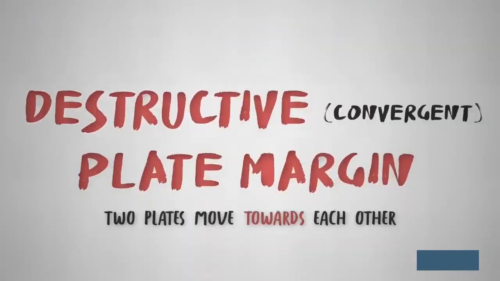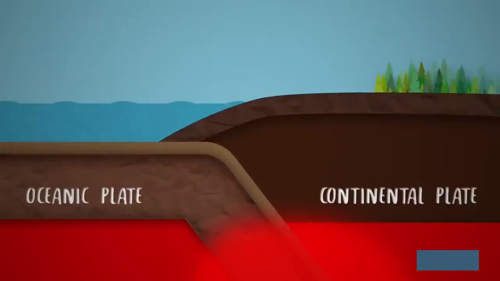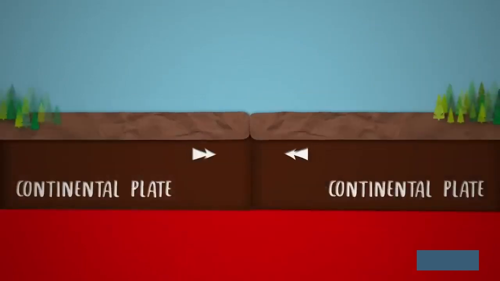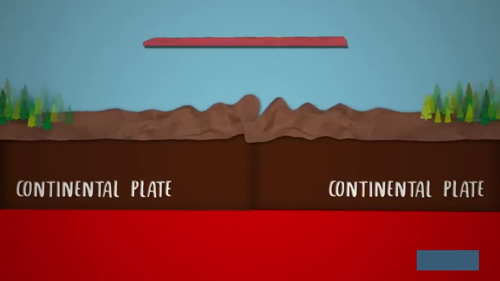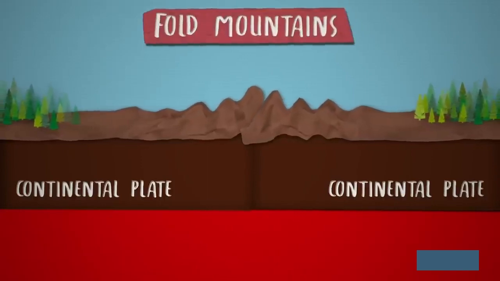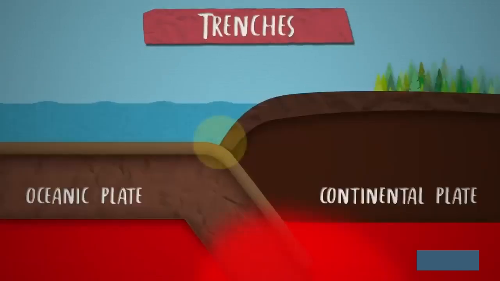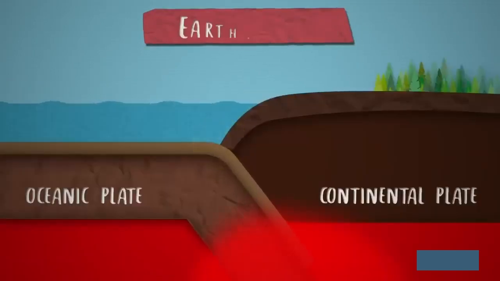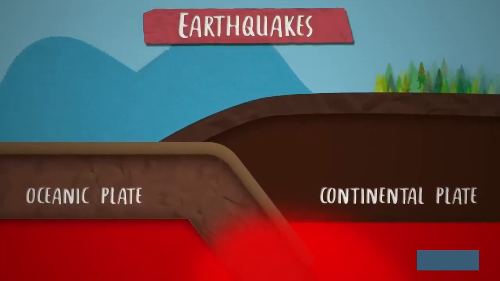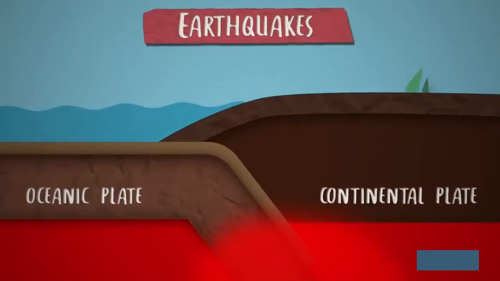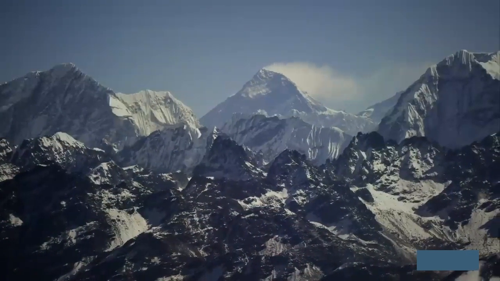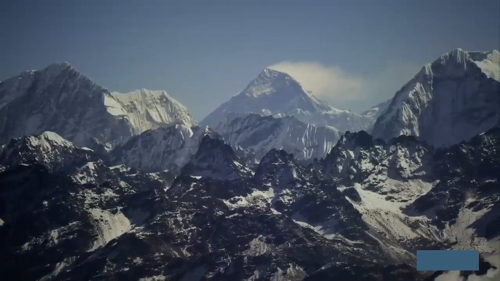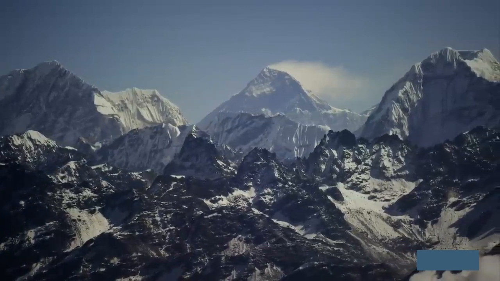At a destructive or convergent plate margin, 2 plates move towards each other. This can either cause one plate to go under and the other to be pushed up, or 2 plates to smash together and push upwards. This process forms fault mountains and deep trenches and often creates powerful earthquakes. This is how the Himalayas in Nepal, home of Earth's highest mountain, Mount Everest, were formed.